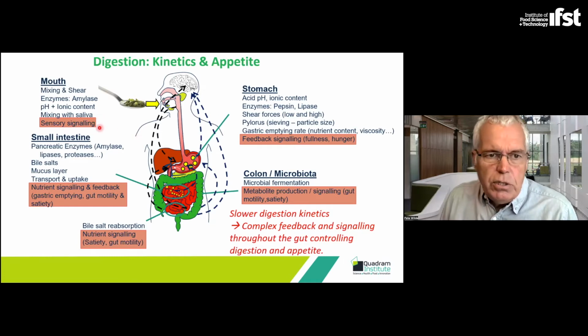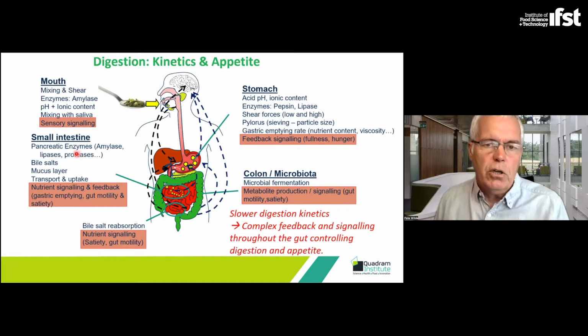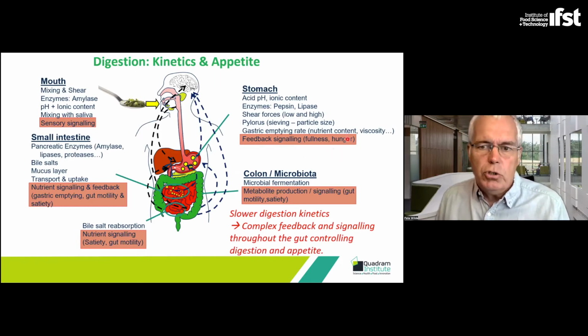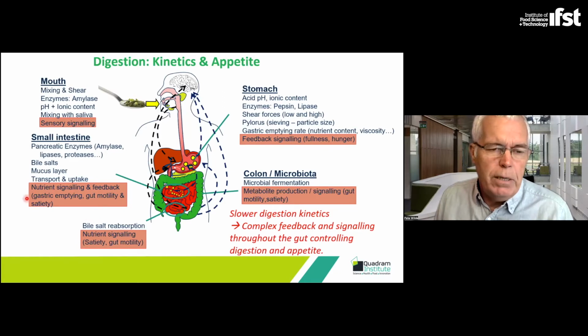The signaling starts in the mouth, with our sensory processes telling the gut and the brain what to expect. The stomach senses fullness, controls hunger, and gives feedback signaling to the brain and other parts of the gut. In the small intestine, it's mainly based on nutrient signaling, and that signals to the stomach, to the brain, and various other organs, controlling gut motility, appetite and the rate of gastric emptying.